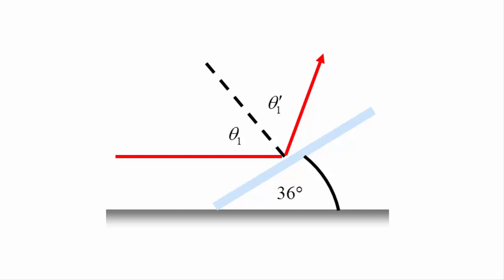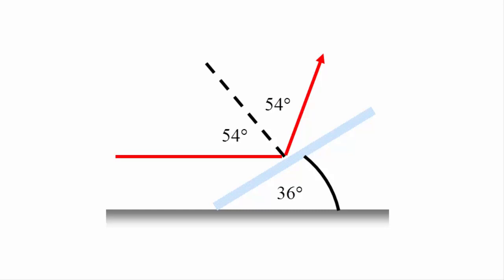Since the incident ray is moving horizontally and the mirror is tilted at 36 degrees to the horizontal, it follows from trigonometry that the angle of incidence is 54 degrees with respect to the normal of the mirror surface. Therefore, the reflected ray must also be at 54 degrees with respect to the normal. So what's the angle of the reflected ray with respect to the horizontal?